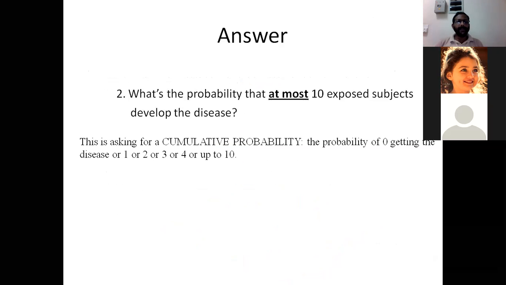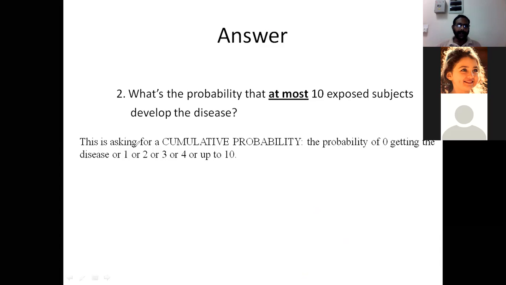Right. The second question: what is the probability that at most, meaning the maximum, 10 exposed subjects develop the disease? So what we'll have to do is accumulate the values for all these probabilities. We already said, but we cannot simply accumulate as such, right? We'll have to do it by hand.